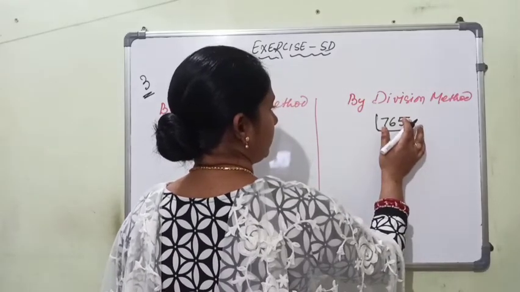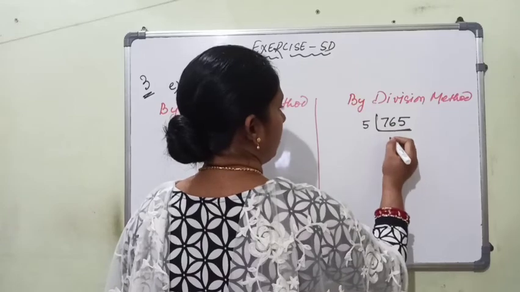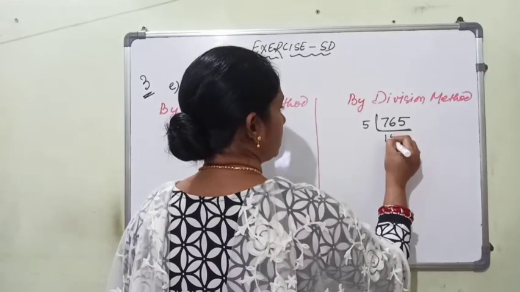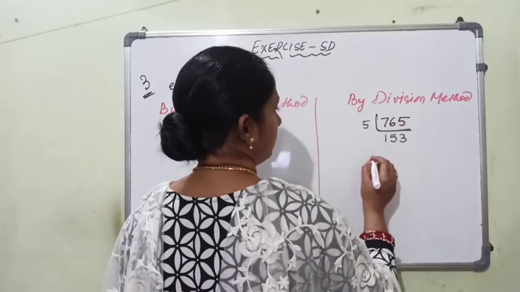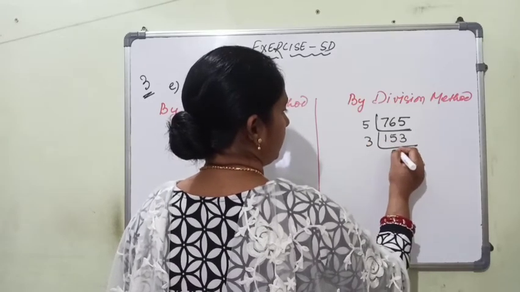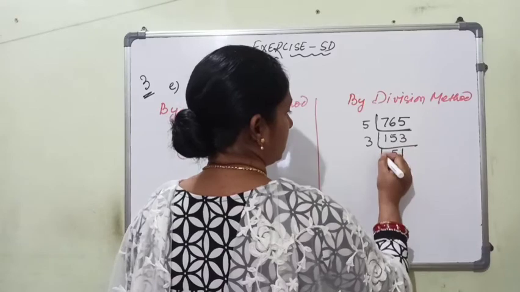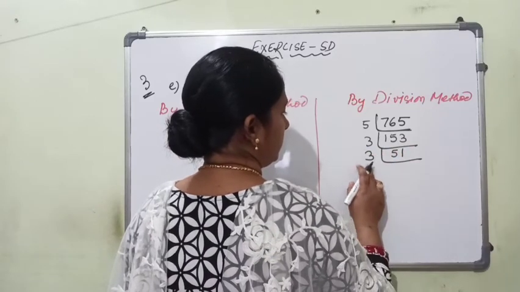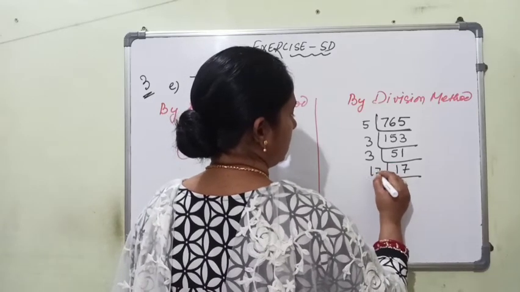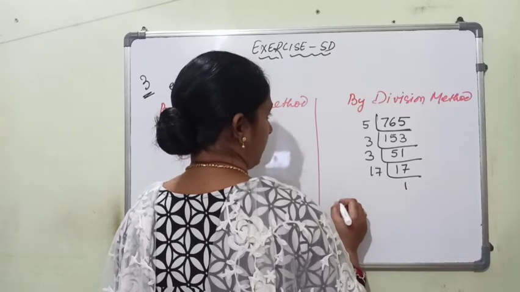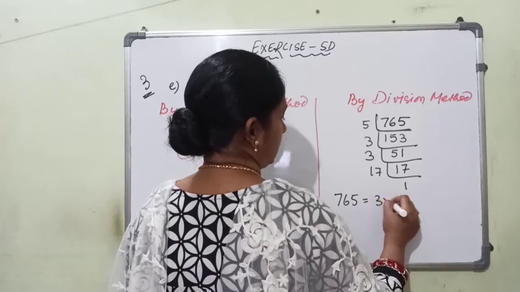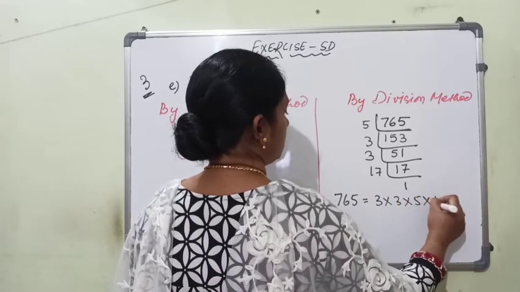As it ends with 5, we can divide it by 5. 5 how many times will go? For 7, 5 1s are 5, then 26, 5 5s are 25, 5 3s are 15. This can be divisible by 3, 3 5s are 15, 3 1s are 3. This can again be divisible by 3, 3 1s are 3, 3 7s are 21. Then for the 17, 1 17 is 17. So the prime factorization of 765 is 3 into 3 into 5 into 17.